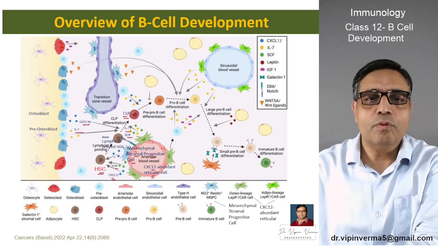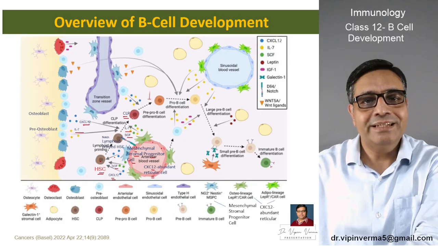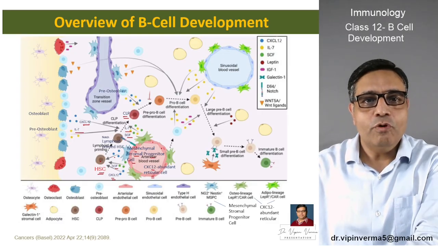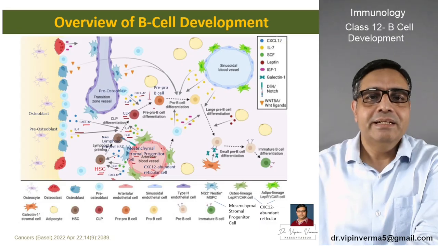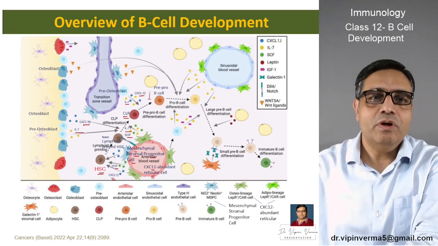So now this is the common lymphoid progenitor cell. Now we have the pre-osteoblast here, which secretes CXCL12 and IL-7, right? Now they make these cells differentiate into pre-pro B cell. So this is pre-pro B cell differentiation, all right?